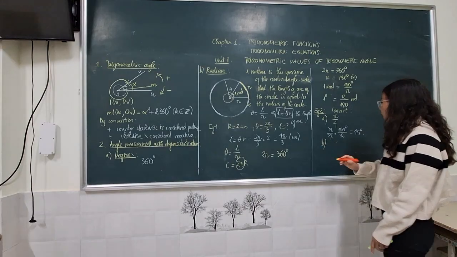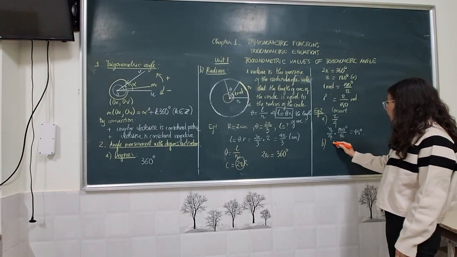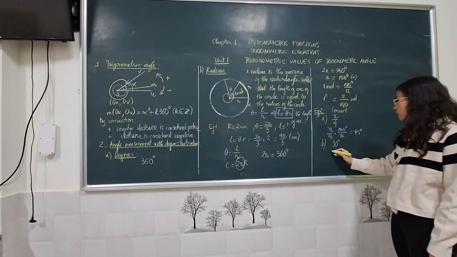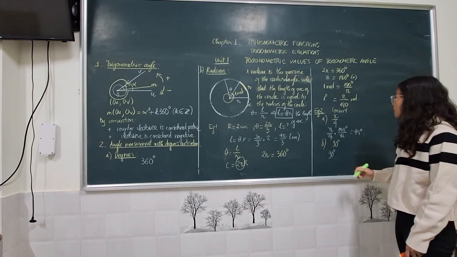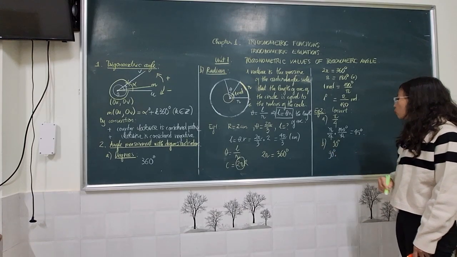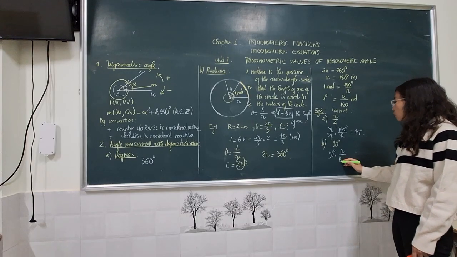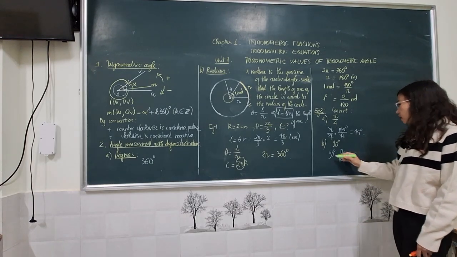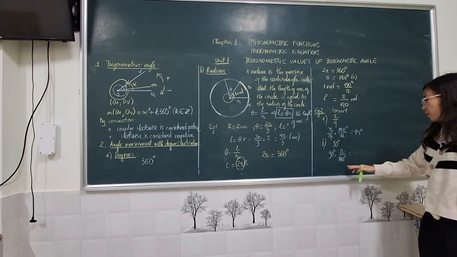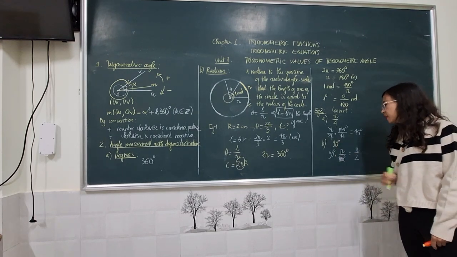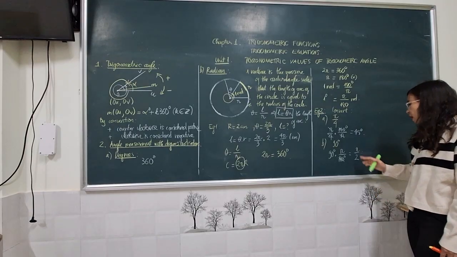Next, 90 degrees. To convert from degrees to radians, you multiply by pi over 180 degrees. Simplify, and here we have pi over 2. So that means 90 degrees equals pi over 2.